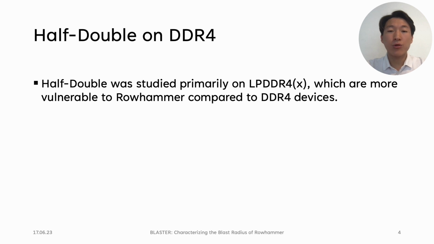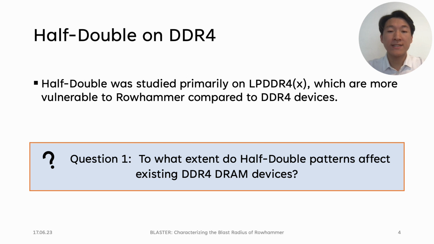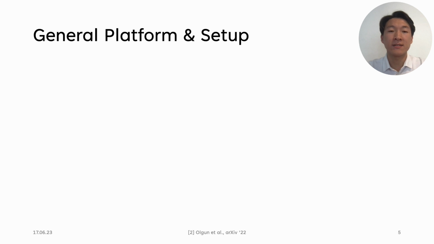Previous studies have explored the spatiality of aggressor rows in Rowhammer attacks. However, these studies mainly concentrated on LPDDR4X DRAM and did not extensively cover DDR4 DRAM devices from various manufacturers. Our objective is to investigate whether the half-double effect is present in DDR4 DRAM devices and if it is similarly strong. Consequently, we pose the following research question: to what extent do half-double patterns affect existing DDR4 DRAM devices?